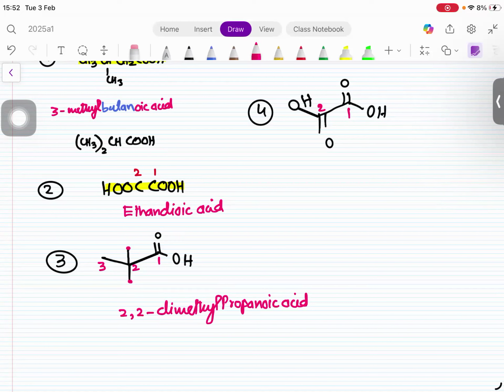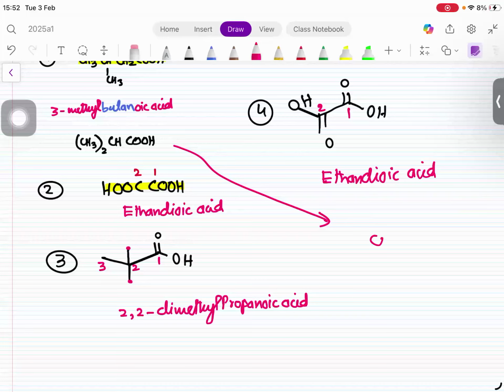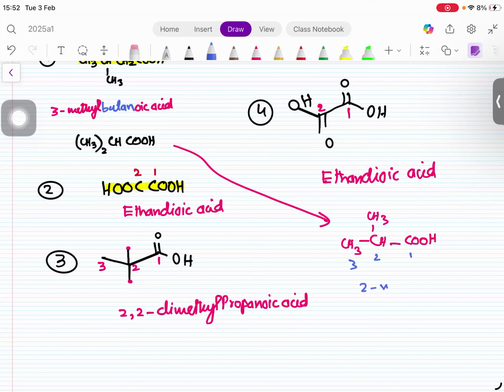It's the same thing. Yes, number 4 is again ethane dioic acid. There is one here which we have to name. It's 2-methyl propanoic acid, because this is CH and two CH3s attached, one on this side, one on this side, and this is COOH. So what will be the name? 1, 2, 3, propanoic acid, 2-methyl propanoic acid.